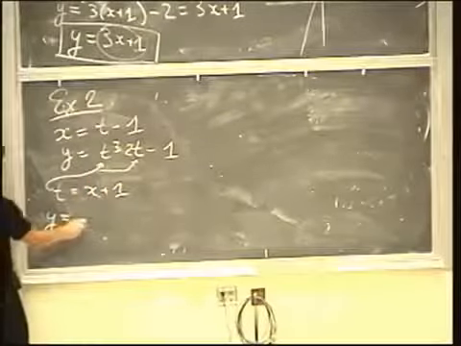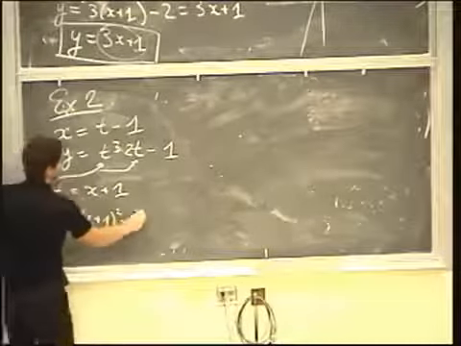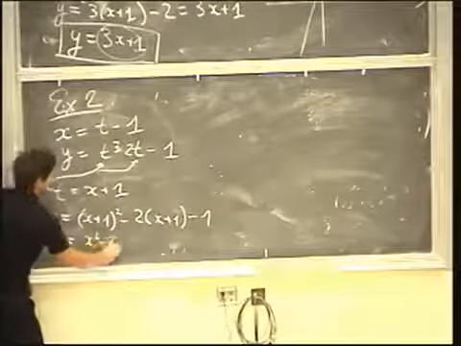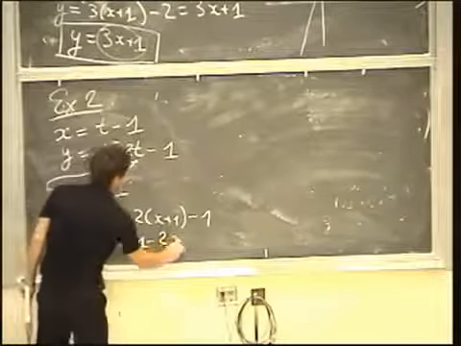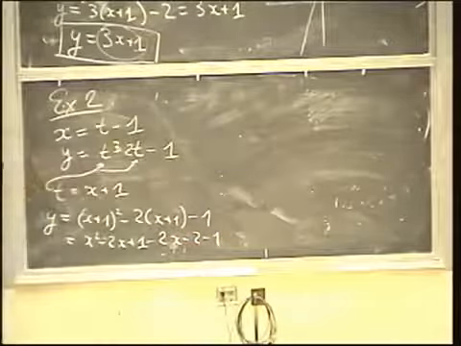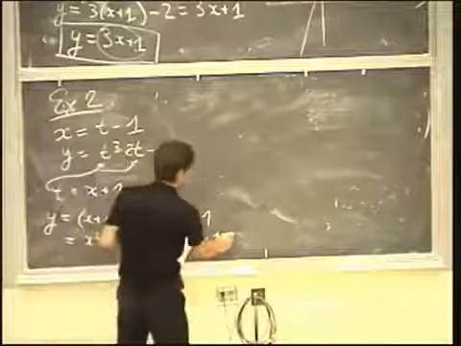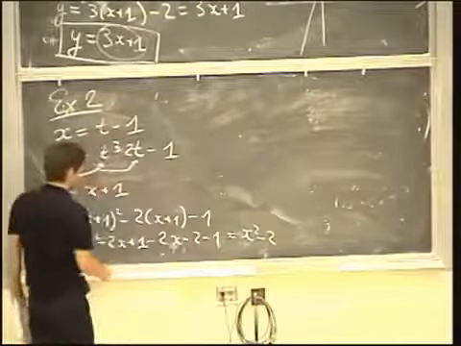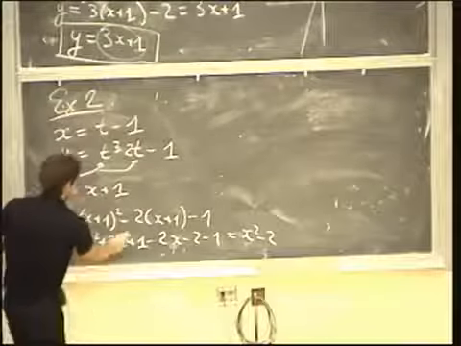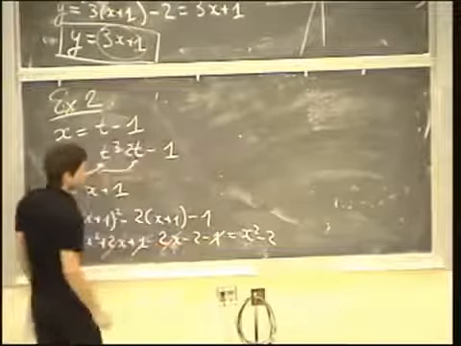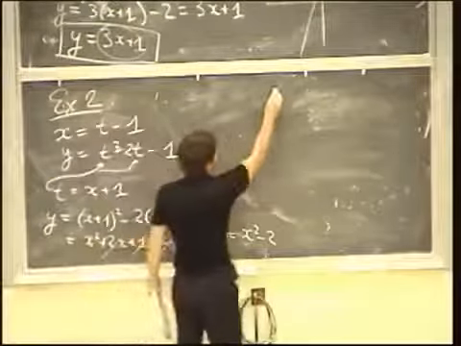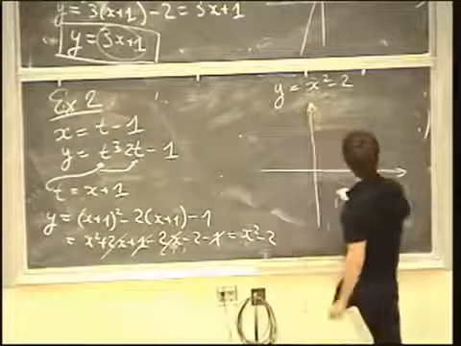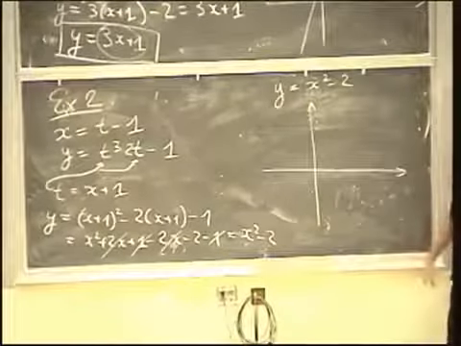So what you get is x plus 1 squared minus 2 times x plus 1 minus 1, which is x squared plus 2x plus 1 minus 2x minus 2 minus 1. And that's what? That's x squared minus 2. So this is eliminated, this is eliminated, like this. So we end up with y equals x squared minus 2, which again is a graph of a well-known function, which is called parabola.